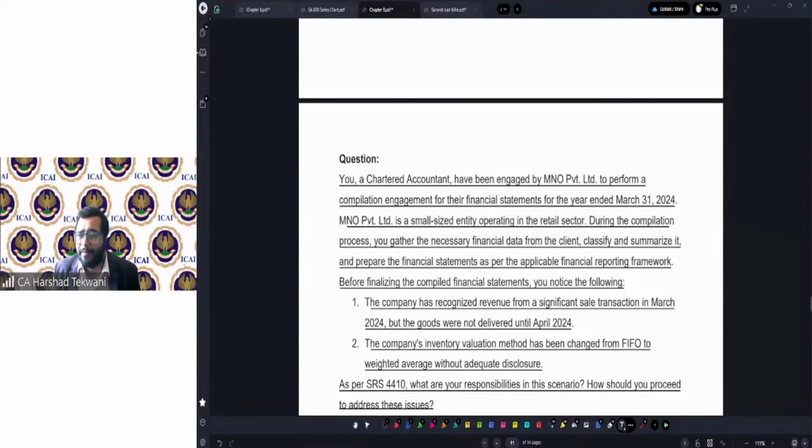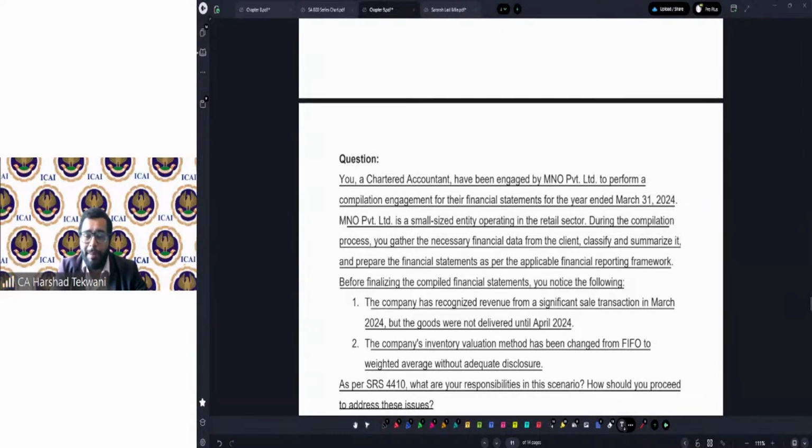So what SRS 4410 says, yes, very good, Abrakesh: if there are any errors, misstatements, inaccuracies, or anything not appropriate that you identify, in that scenario you are required to communicate the same to the management. Okay. And if management doesn't rectify, even after you communicate to them in detail, in that scenario, you should withdraw.